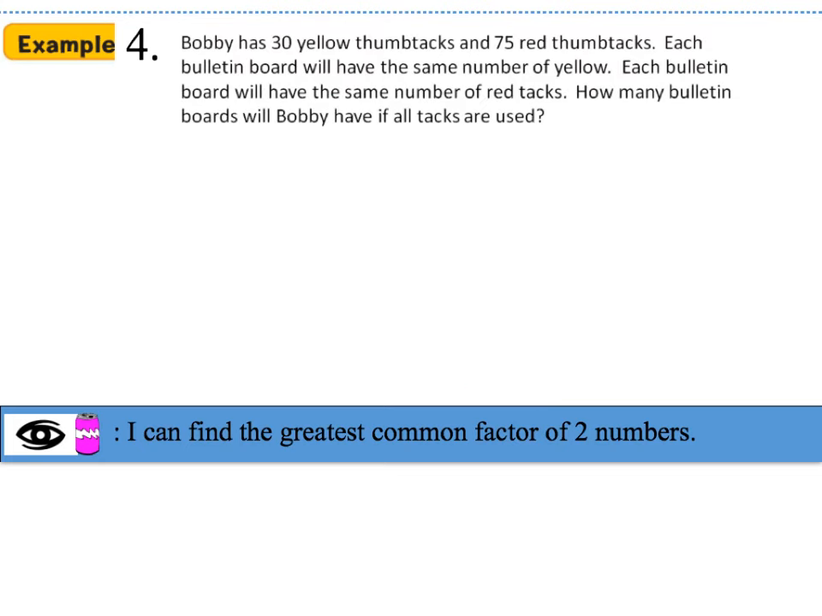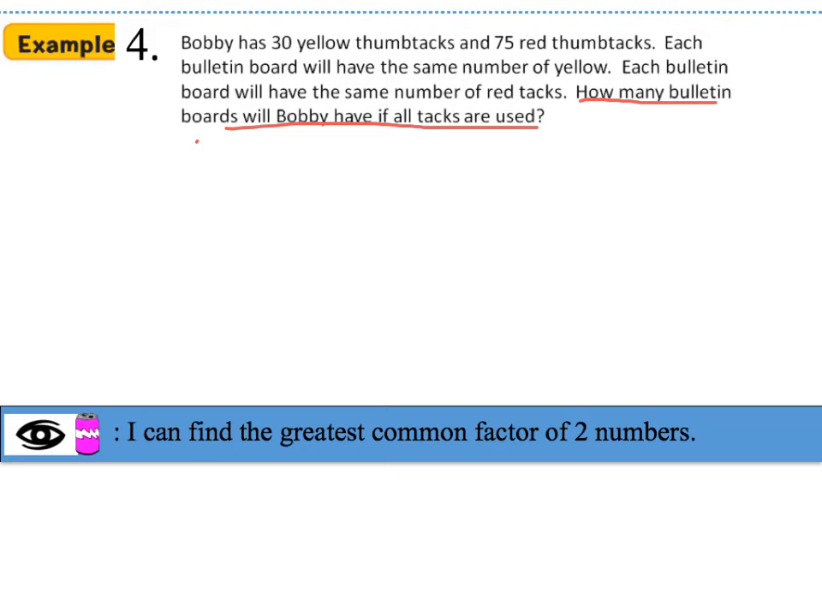For example 4, it says Bobby has 30 yellow thumbtacks and 75 red thumbtacks. Each bulletin board will have the same number of yellow thumbtacks. Each bulletin board will have the same number of red thumbtacks. How many bulletin boards will Bobby have if all the tacks are used? So after looking at this problem, I'm trying to search for a keyword like greatest or largest, and I don't see it. But one thing that you can do is anytime it says somebody has to use all of the tacks or use all of something, like in this case it says he needs to use every single tack, I need you to think about greatest common factor as well.